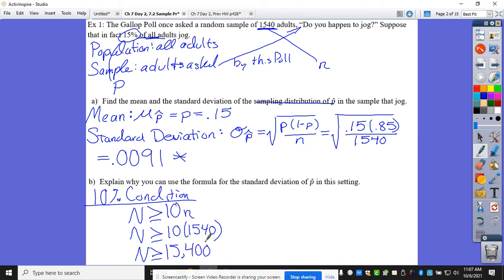What does the capital N stand for? In this particular case, it's all adults. So are there at least 15,400 adults? Yes. This is just all adults, so we're going back to what we would have written as our population. So big N means population size.